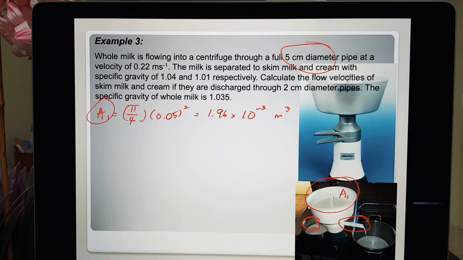The skim milk and the cream are leaving the system with the same diameter size. Can you see that the top part, which is skim milk, has a similar diameter to the bottom, which is cream? They have the same diameter. So A2 equals A3. The area of A2 is equivalent to A3. Calculate this value using the same equation: pi over 4 times the diameter, 0.02, which has been given to you. You should get 3.14 times 10 to the power of negative 4 meter square.